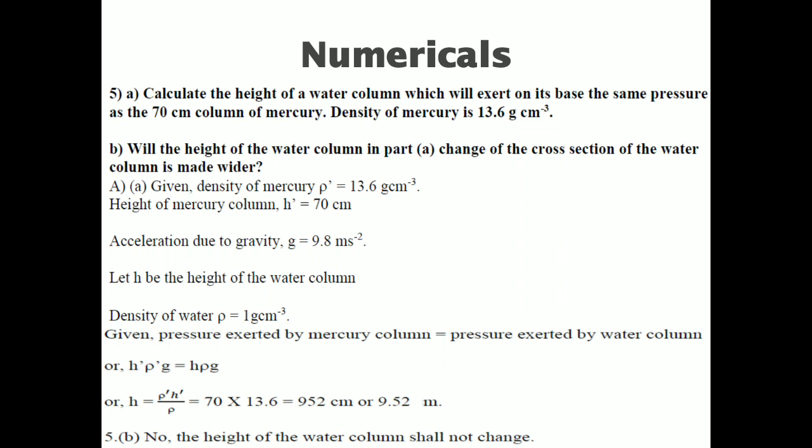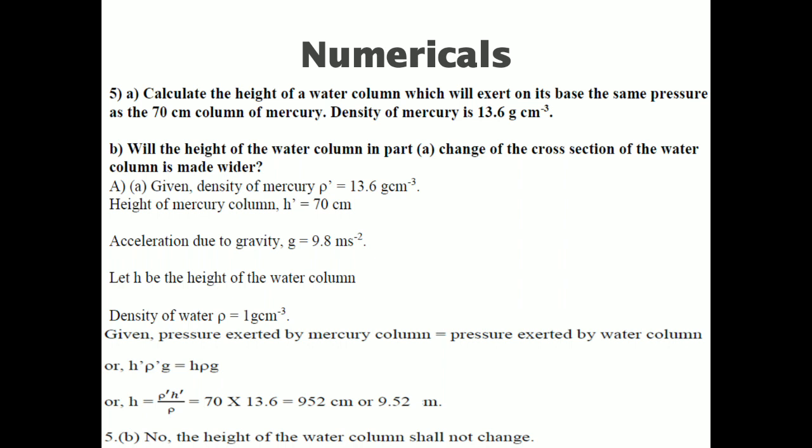Next one: calculate the height of the water column which will exert on its base the same pressure as that of the 70 centimeter column of mercury. You have to try to understand this question first of all. We have already studied that if we take a container of water and another container containing mercury, mercury will exert the same pressure at a lower depth, whereas water will exert the same pressure at a higher depth. Why will water exert the same pressure at a higher depth? Because water's density is less.